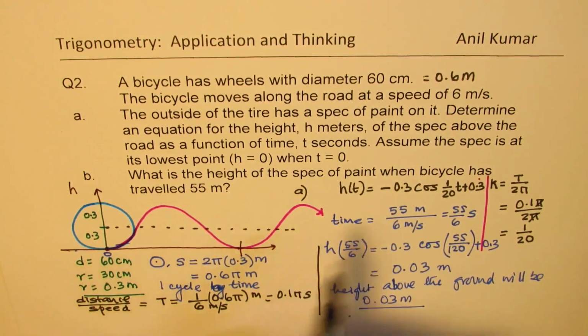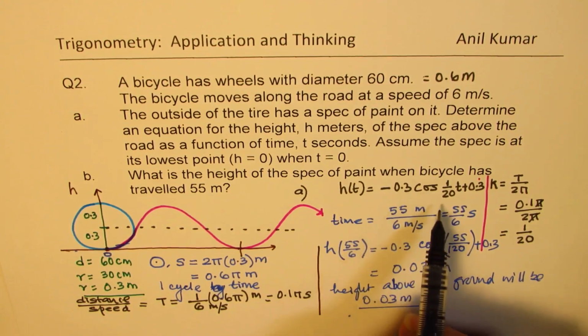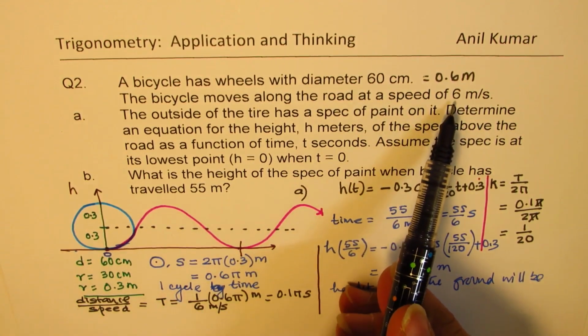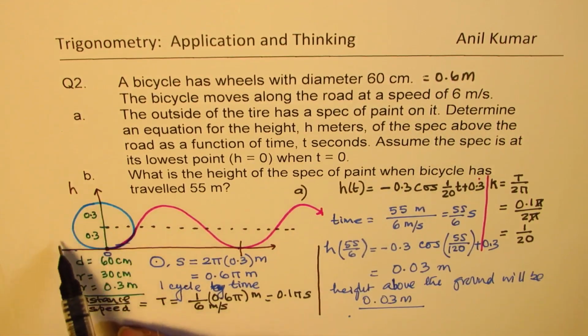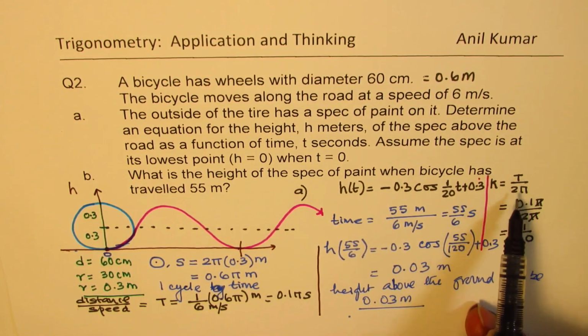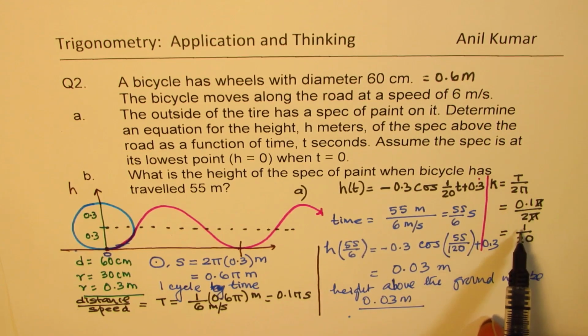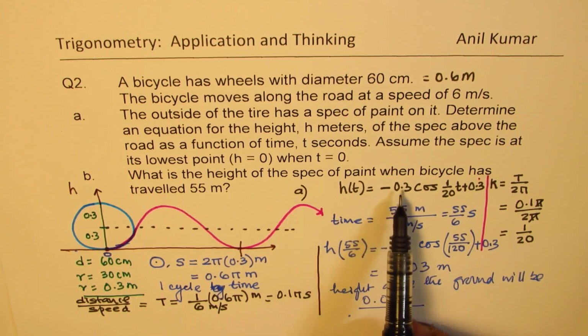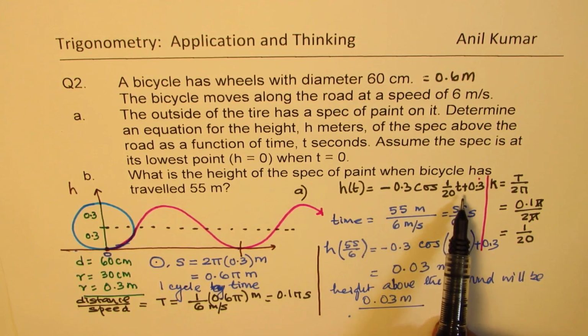Since the curve starts with the minimum, we use a minus cos function. The time period T is calculated from the speed, which we know is 6 meters per second. The distance traveled in one cycle is 0.6 pi. Dividing 0.6 pi by 6, we get a time of 0.1 pi. Right? So the time period is 0.1 pi for one cycle. Now k is equal to T by 2 pi, and so we calculate the value of k as 1 over 20. So we get the function h of t is minus 0.3 cos of 1 over 20 t, plus 0.3.